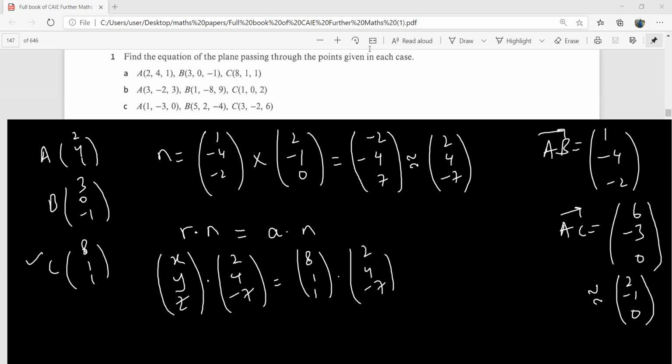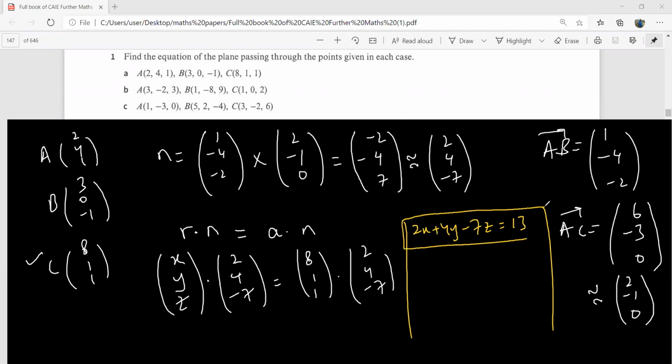So I can write it as 2x plus 4y minus 7z, that is 16 plus 4 is 20 minus 7 is 13. Is this the equation? You have taken n wrong. It has to be -2, 4. Okay, it is right. So what is this answer not matching in the back?